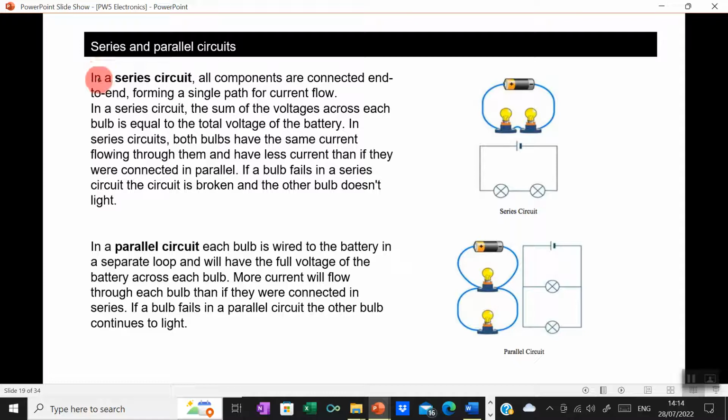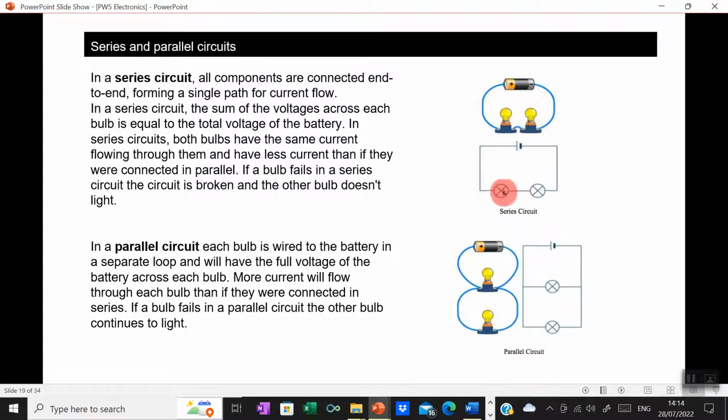So the first one is what's called an in-series or series circuit. Okay, so this is the diagram for what it looks like. And this is what it looks like here. So you have a battery, and then you have your two components. In this case, they're bulbs. Okay, so they're taking electrical energy and turning it into light energy.